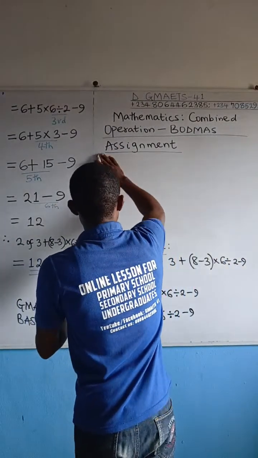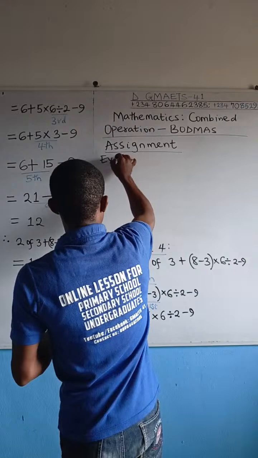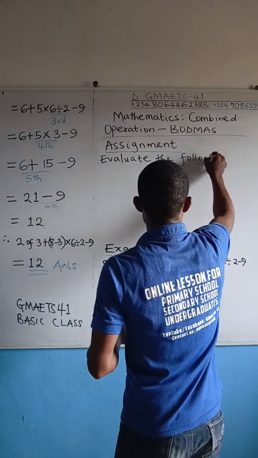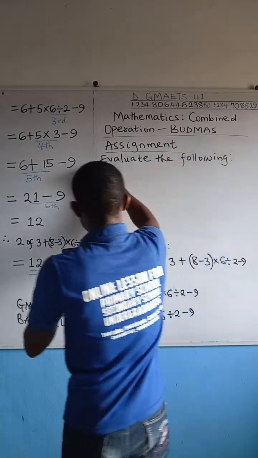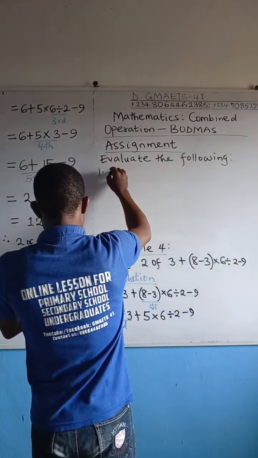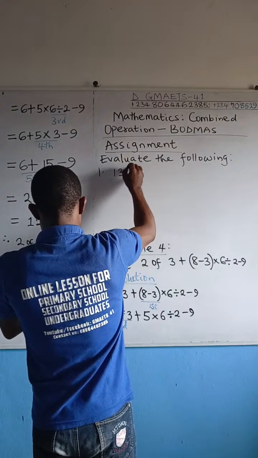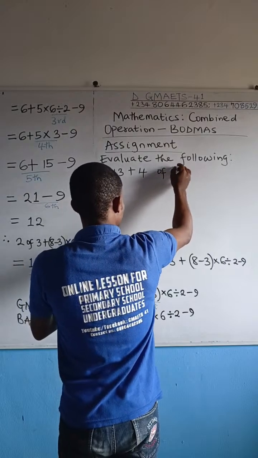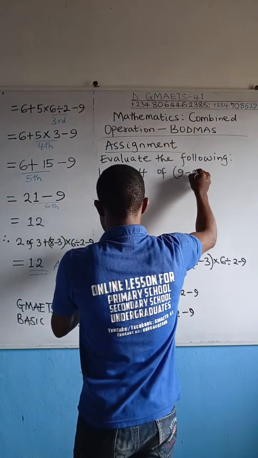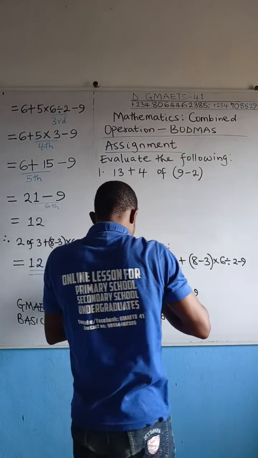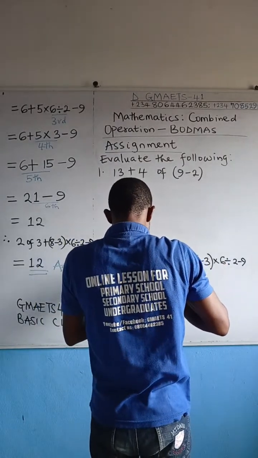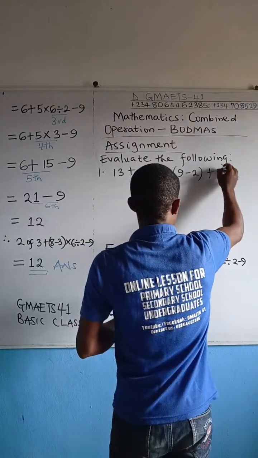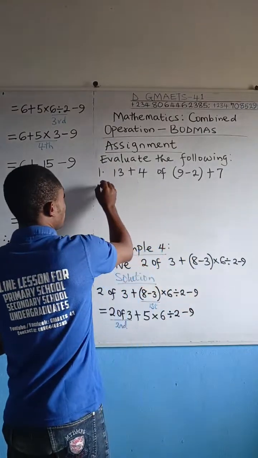Number 1. Okay, evaluate the following. That will be the question. Evaluate the following, the same as solve the following. Get us the answer. Number 1, we have 13 plus 4 of open bracket 9 minus 2, then 9 minus 2 and plus 7. So that's the first question.